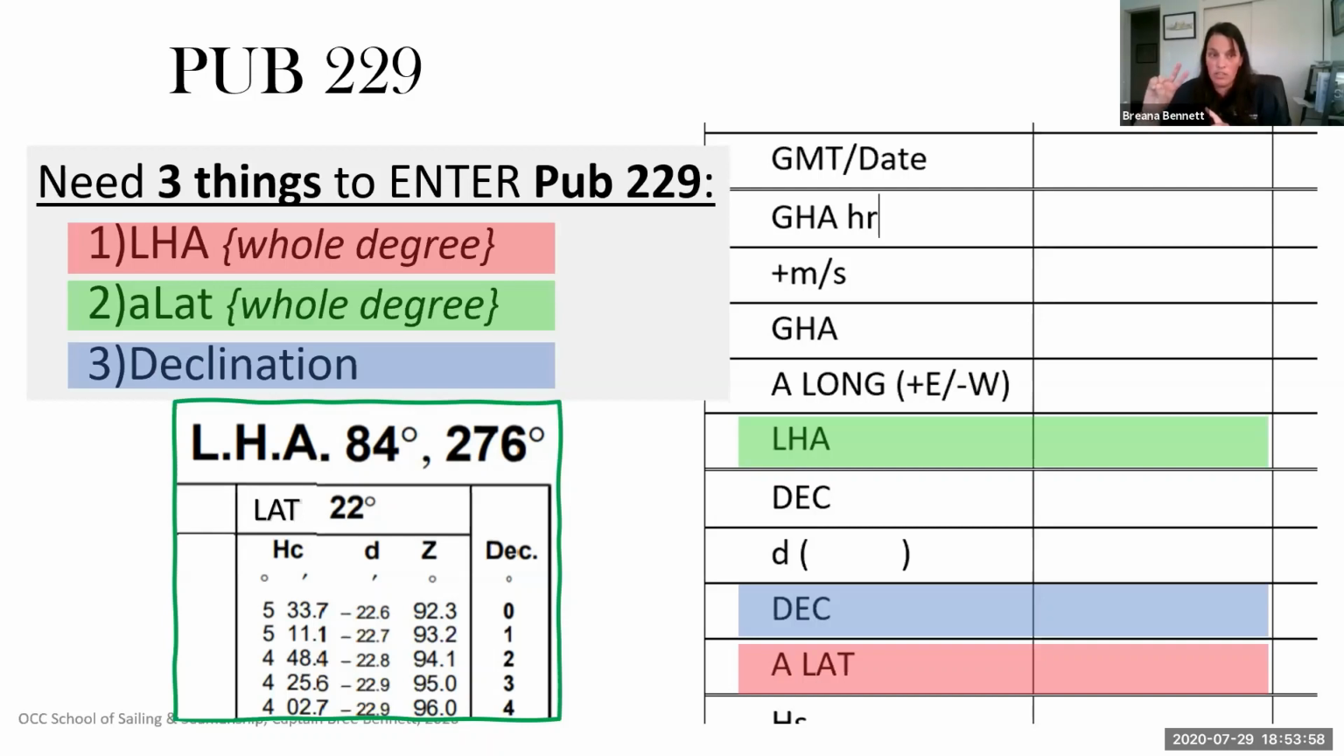So the 2 values that we use are going to be our latitude. So that gives us a latitude for assumed position. And then our LHA, which we can create an assumed longitude to get a whole degree for our LHA. And we're going to practice that on our homework.